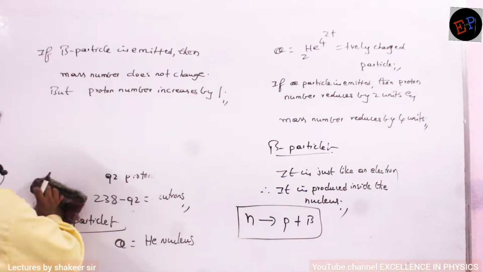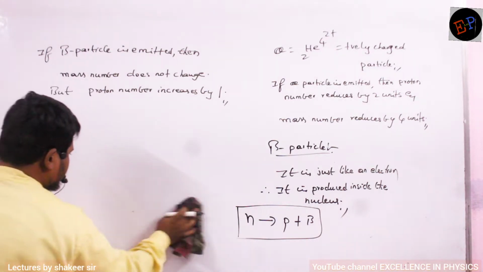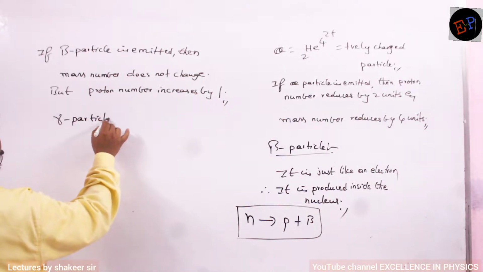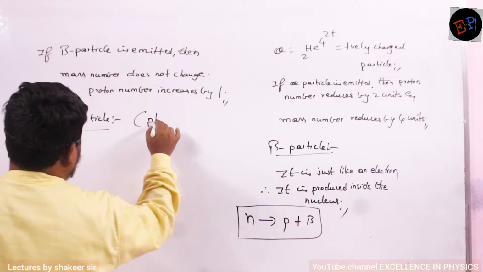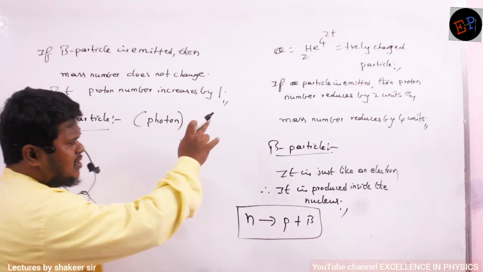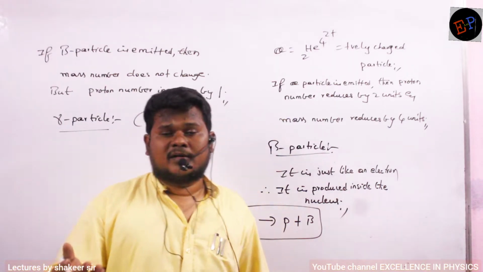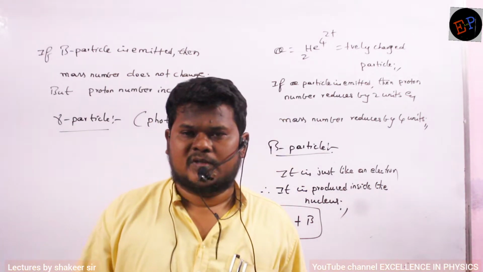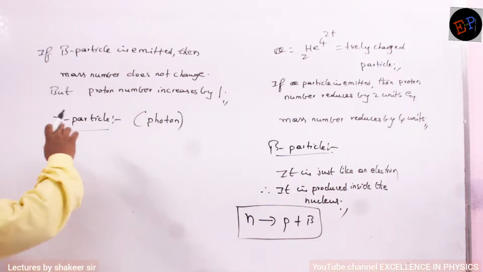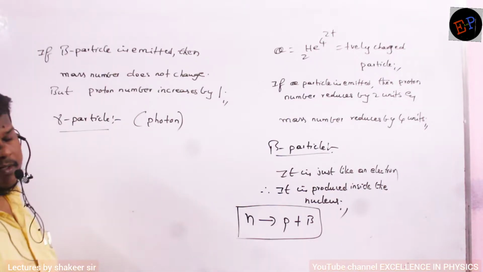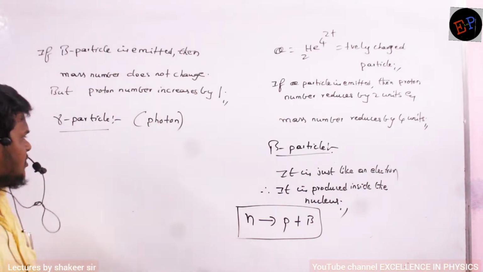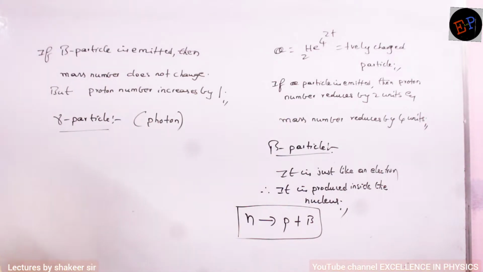Then what about the emission of the gamma particle? Let us see. A gamma particle is nothing but a photon. It is a packet of electromagnetic energy. Whenever alpha and beta particles are emitted, the nucleus may be in an excited state. So again, to come to the ground state after the emission of alpha and beta particles, the nucleus may emit a photon. That photon is nothing but a gamma particle.